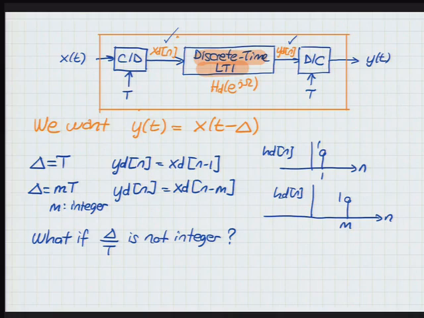So I want to delay my signal for half of a sampling period. How do I do that? Do you have an answer? Okay, what's your guess?